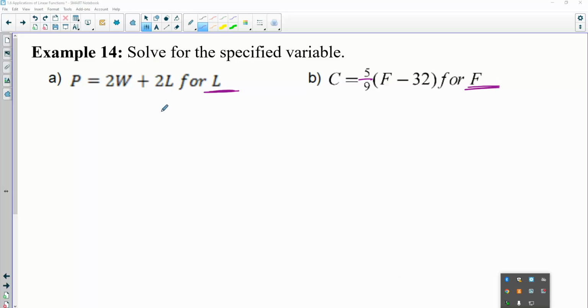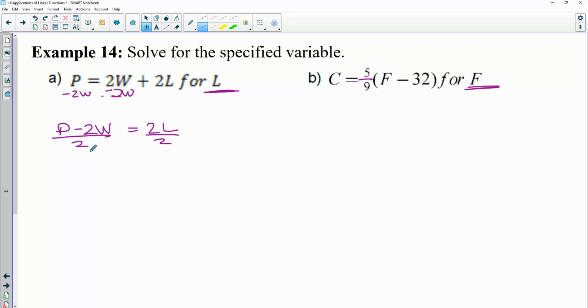Alright, so on A, there's a couple different options. What did you guys do first? Minus 2w. That looked like what most people did. So you have p minus 2w equals 2l. And then divide by 2. So L is p minus 2w divided by 2. Another form that you might have gotten, depending on what steps you did and how you simplified, is p divided by 2 minus w on the end. That's also equivalent, so that would be okay.